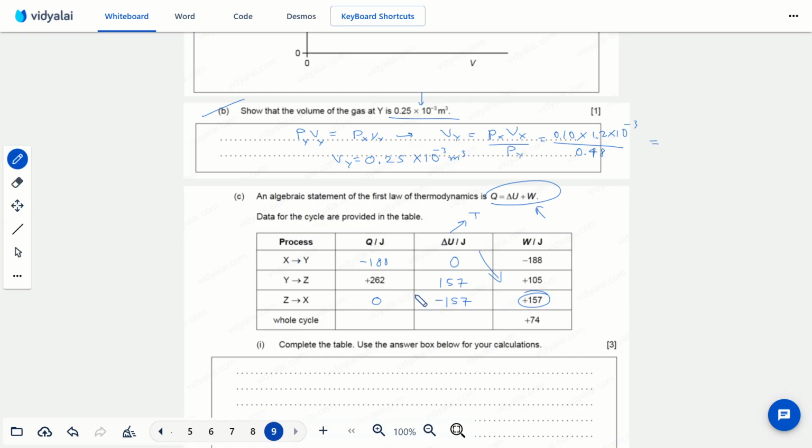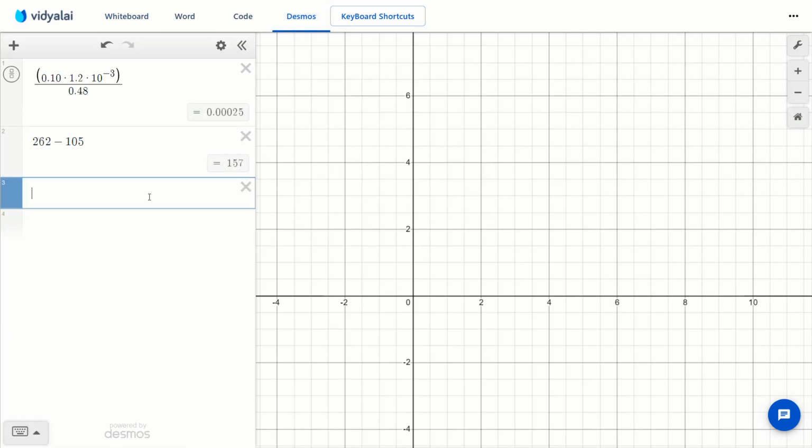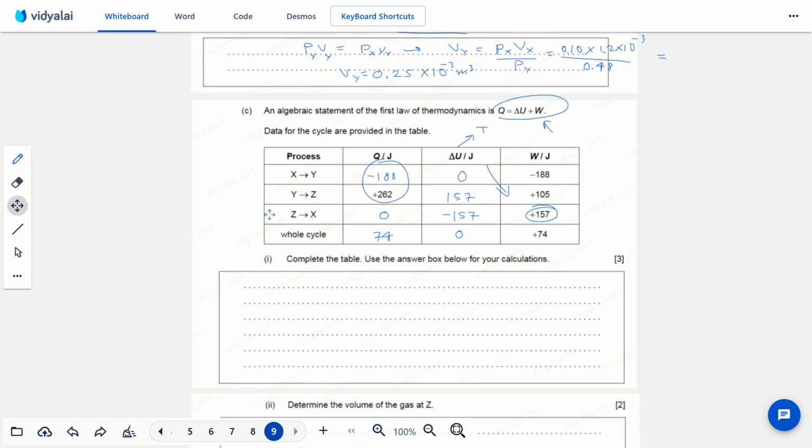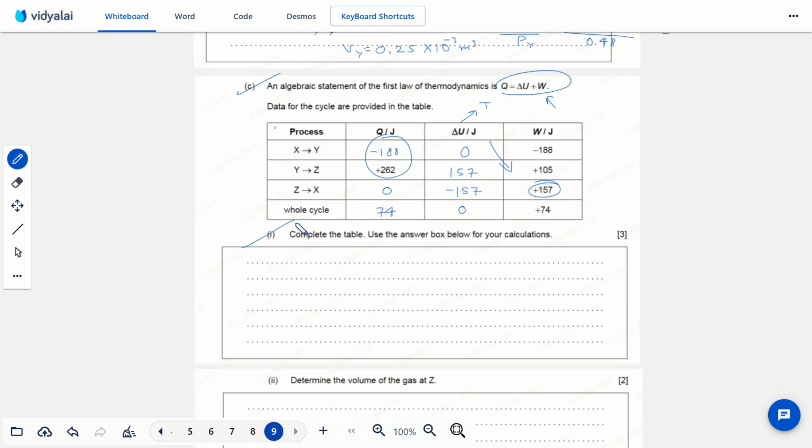So what about the whole cycle? Let's subtract whatever's there in this column. So we need to add them, but there is a minus sign already in front of it. So that's 74. That's the amount of heat that's retained inside of the system after one whole cycle, and the change in internal energy is 0. And this is consistent with the first law of thermodynamics. Okay, so this part's done, and this part as well.